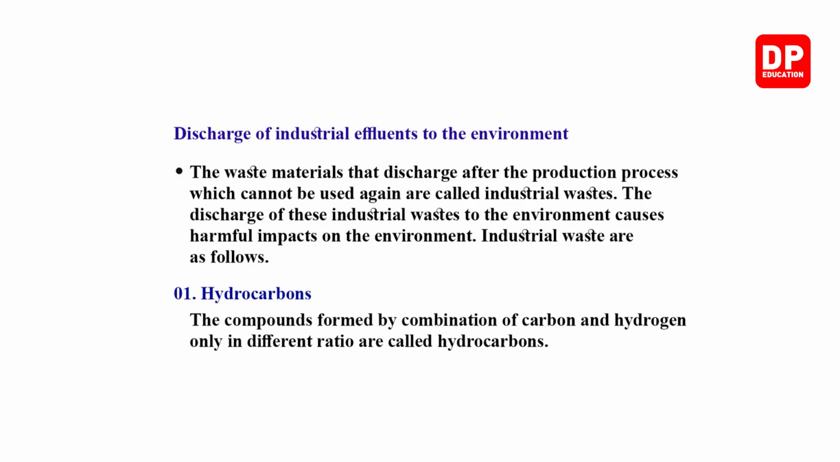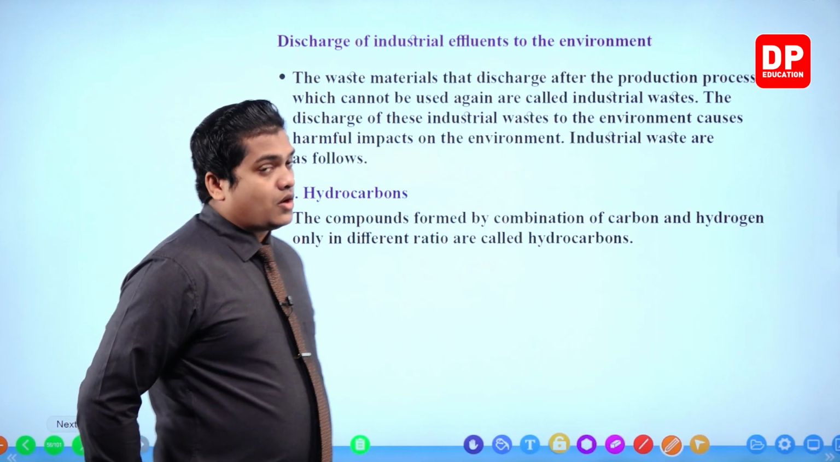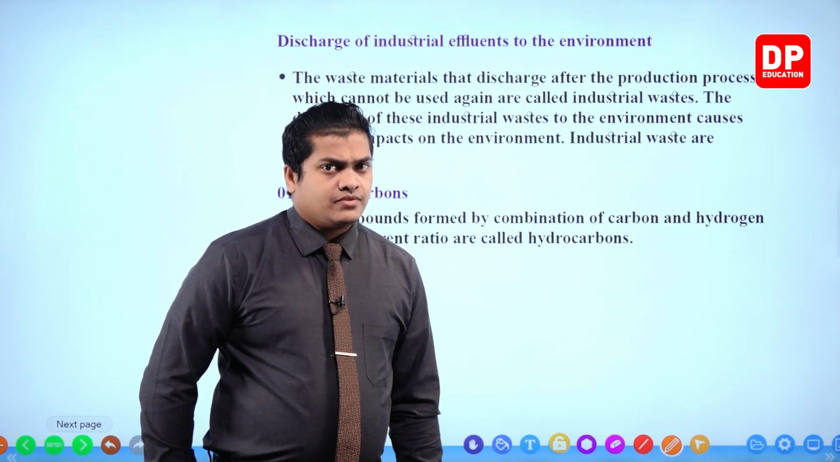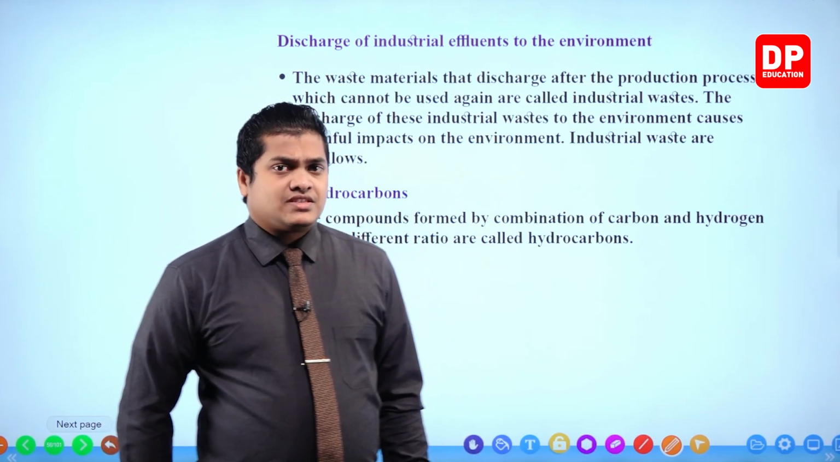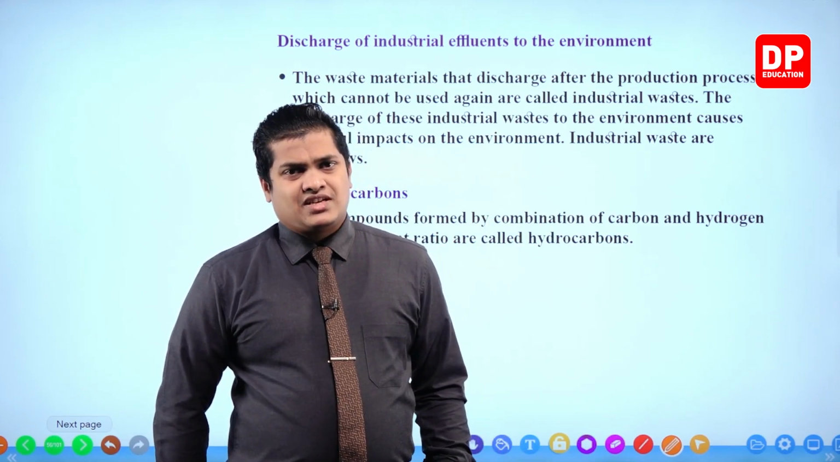Industrial waste are as follows. The waste materials discharged after the production process which cannot be used again are called industrial waste. These things cannot be used again, which is why they are discharged. The discharge of this industrial waste to the environment causes harmful impacts on the environment. Now we are going to discuss the kinds of industrial waste being added to the environment. Remember, this industrial waste cannot be reused, and that's why it is being expelled to the environment.